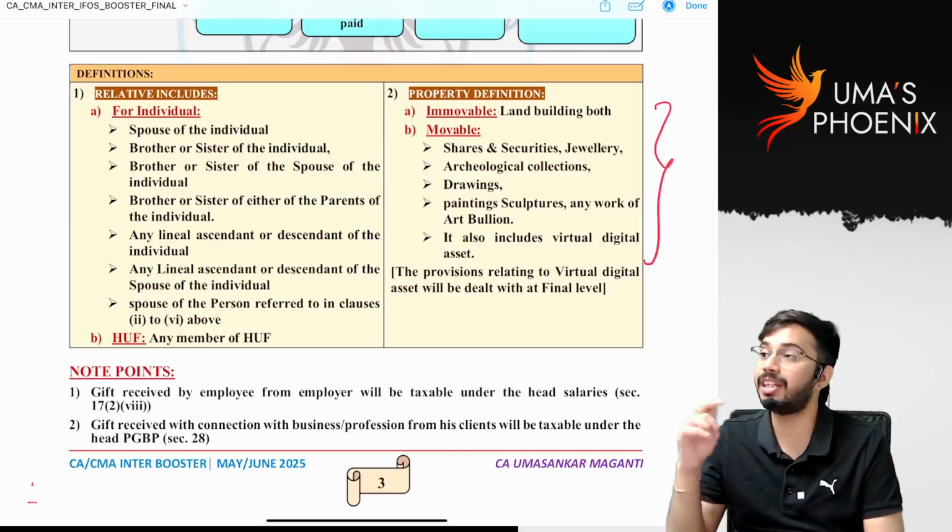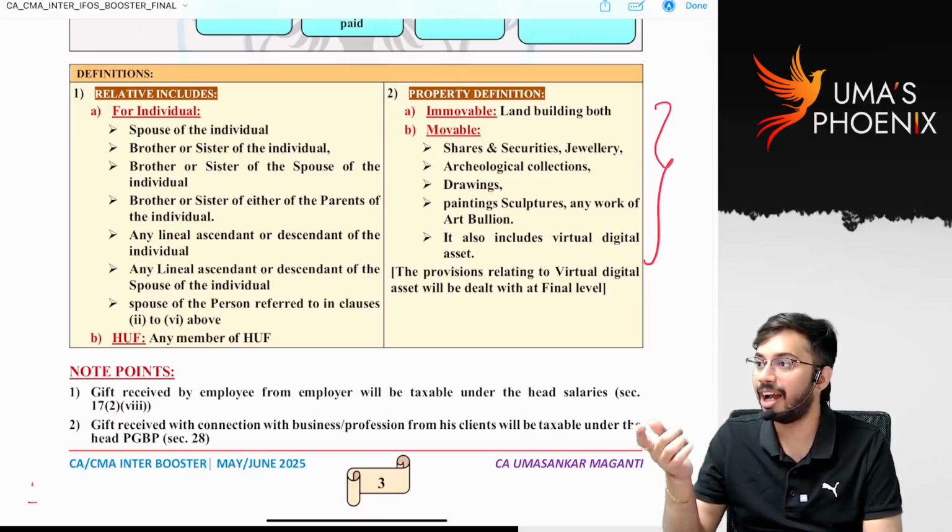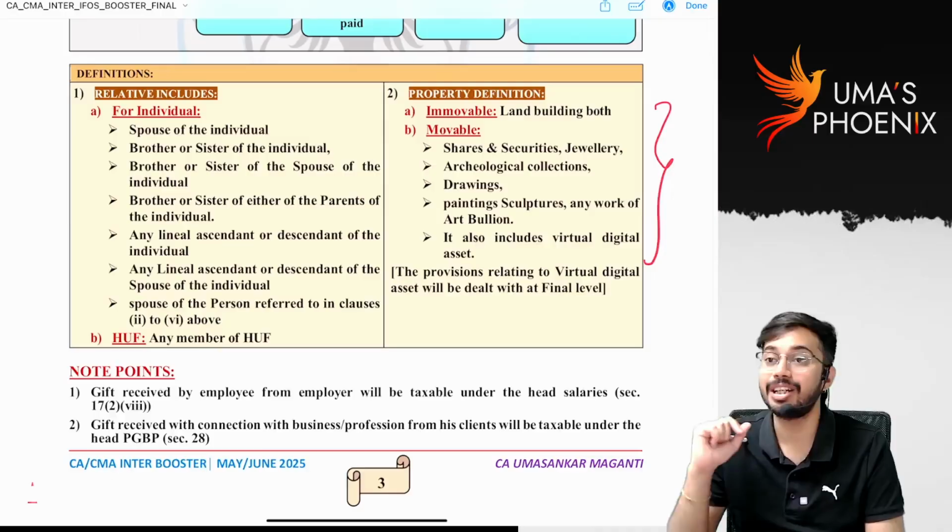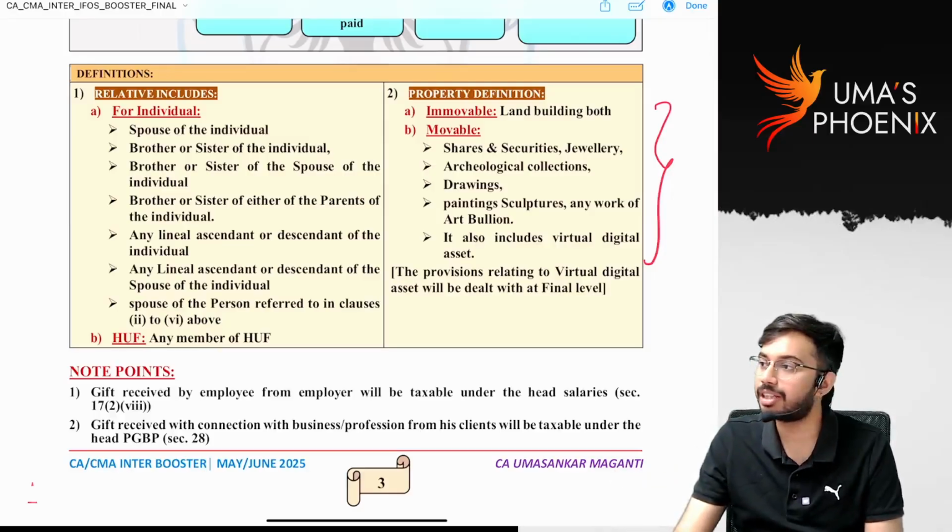But if I use it in my profession, I can claim depreciation. At that time, if it is a first hand asset, I will take the actual cost. If it is a second hand asset, original cost minus notional depreciation. Do you remember? Did you forget? We have discussed depreciation very clearly.